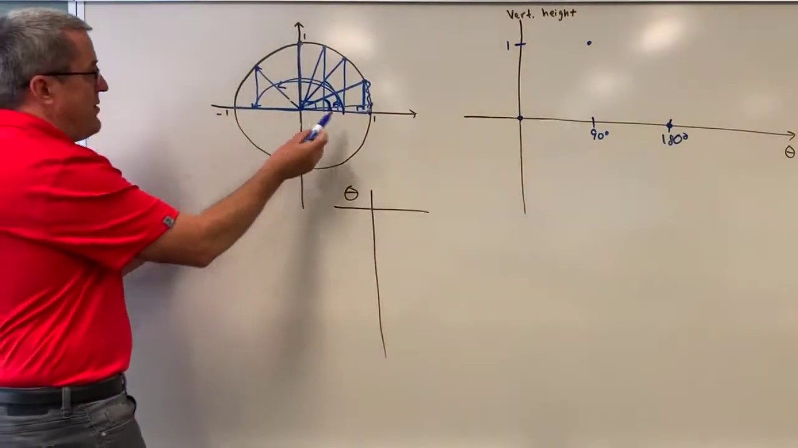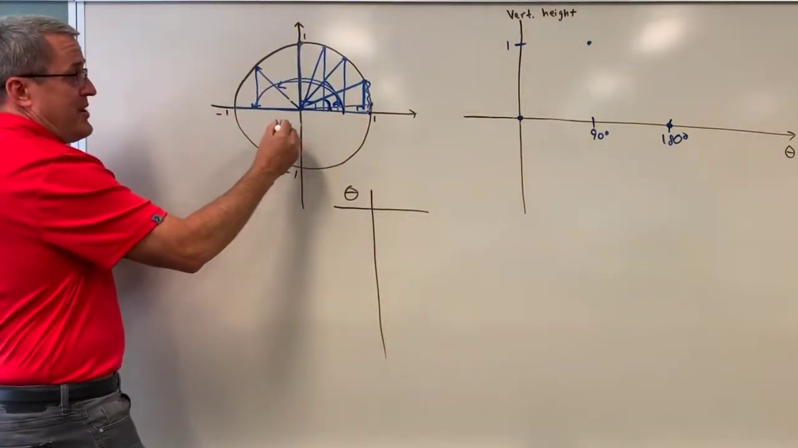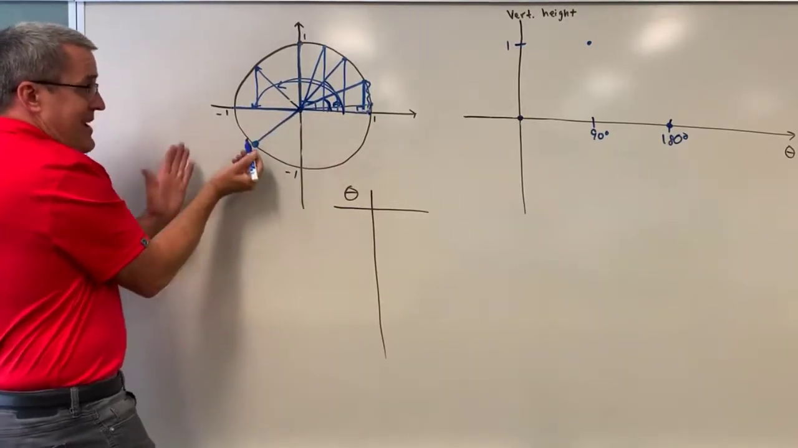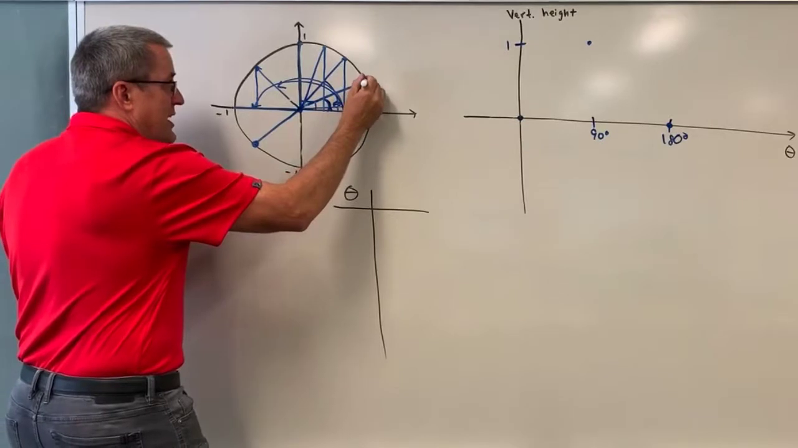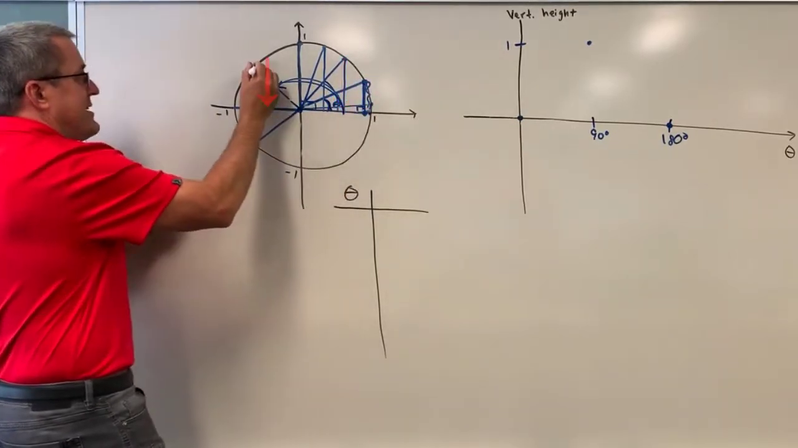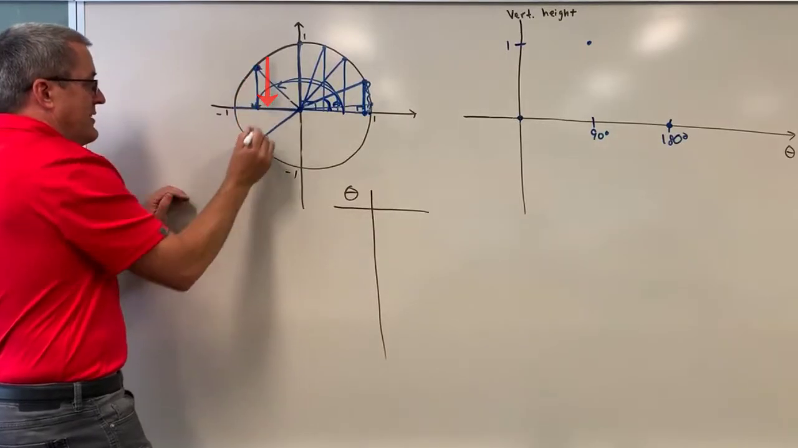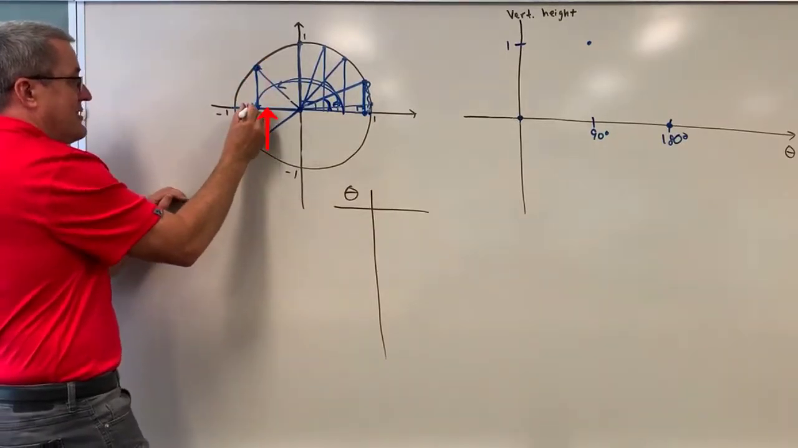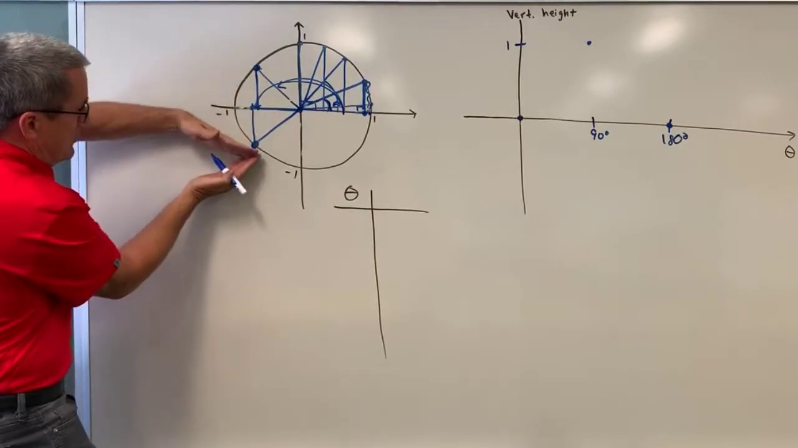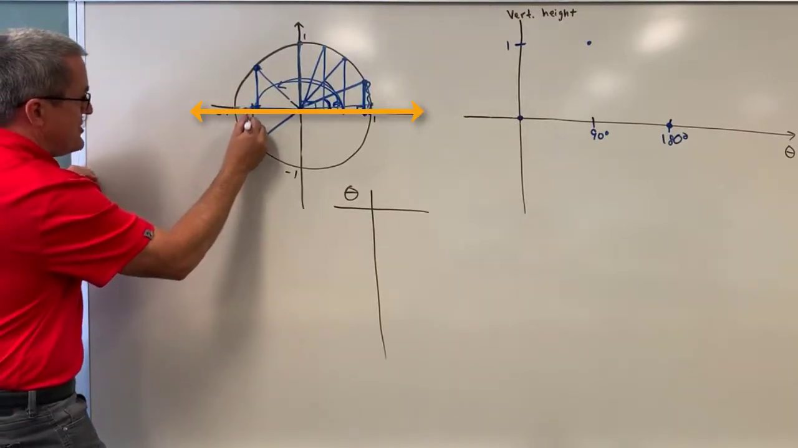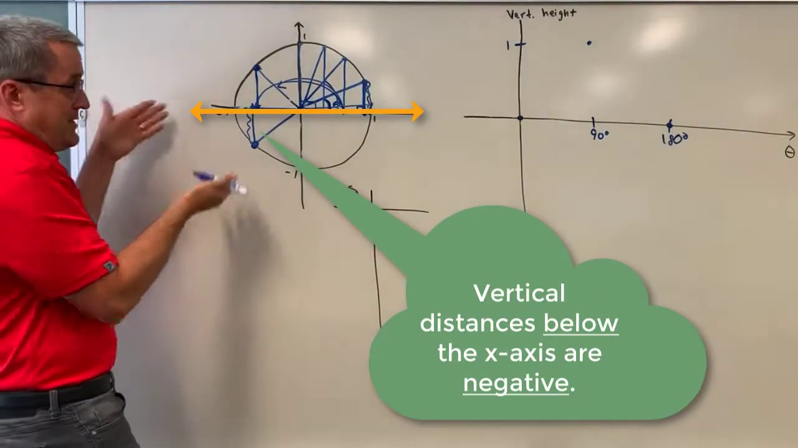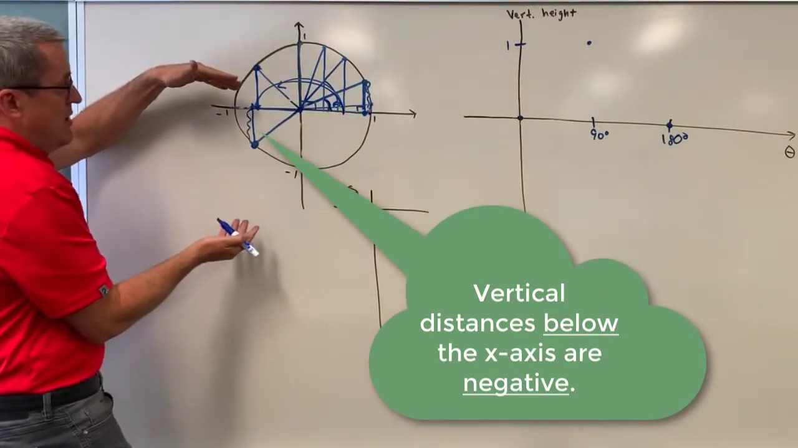Now what happens if we keep going? If we go into quadrant 3 here, when we make that vertical height, the vertical height is always going to go from the circle vertically to the horizontal or x-axis. Now this height, since it's below that horizontal axis, we're going to measure as a negative. Not that it's a weird negative height, but just that it's below, negative meaning below.